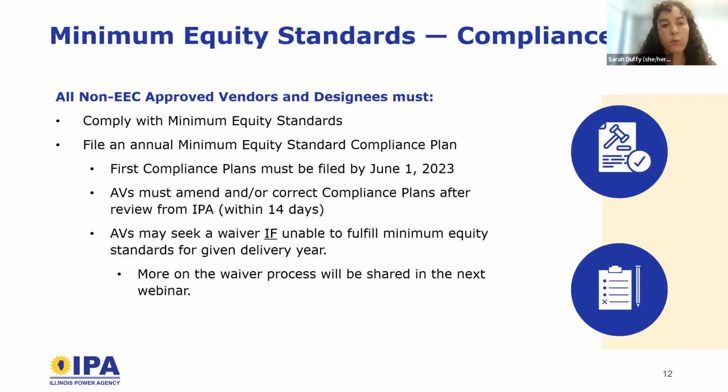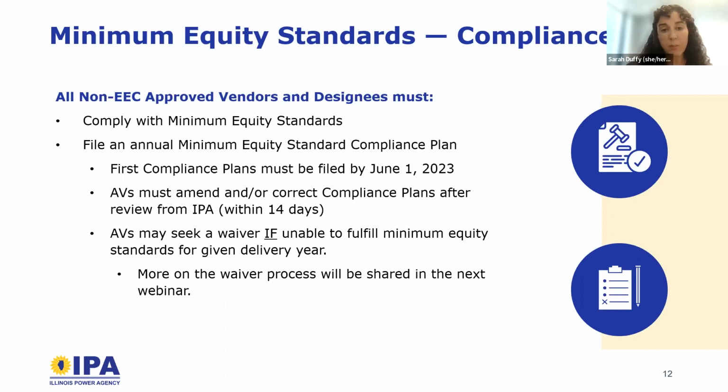So once we've established what an equity eligible person is, in moving to how approved vendors and designees can comply with the minimum equity standard, there are a few requirements. The statute requires that all applicants file an annual compliance plan. So at the beginning of the year, all AVs that are submitting projects into the program that year have to submit a compliance plan, essentially laying out how they plan on meeting that equity standard.